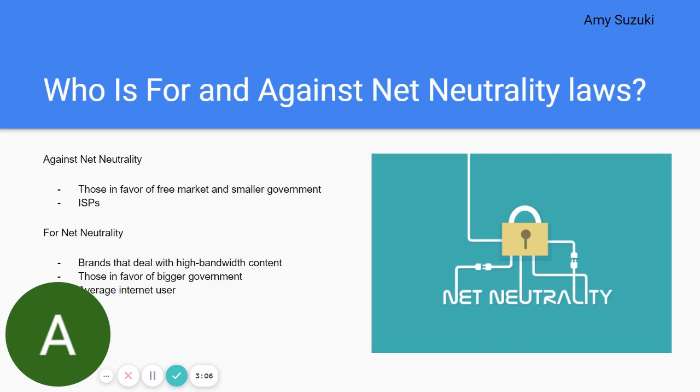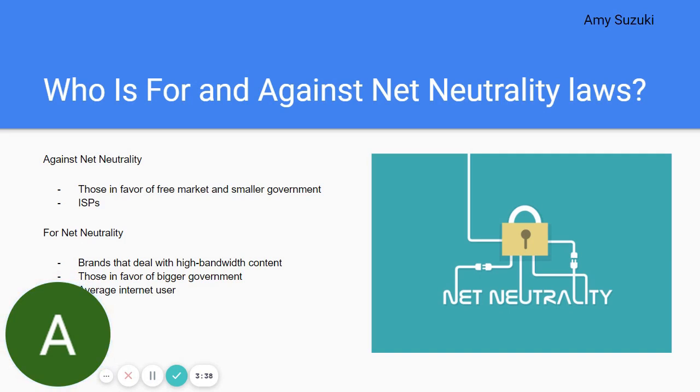And those in favor of net neutrality regulations are those brands that deal with high bandwidth content, such as Netflix and Hulu, who require a lot to keep their sites up and running at maximum efficiencies. ISPs could charge them more and make their services run slower, thus cutting down their clientele. Big government people are also in favor of this because they think the government should be involved more closely with everyday goings-on of the American people.